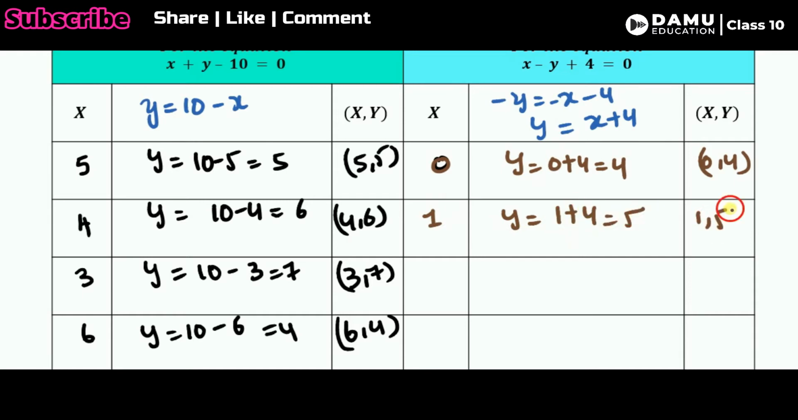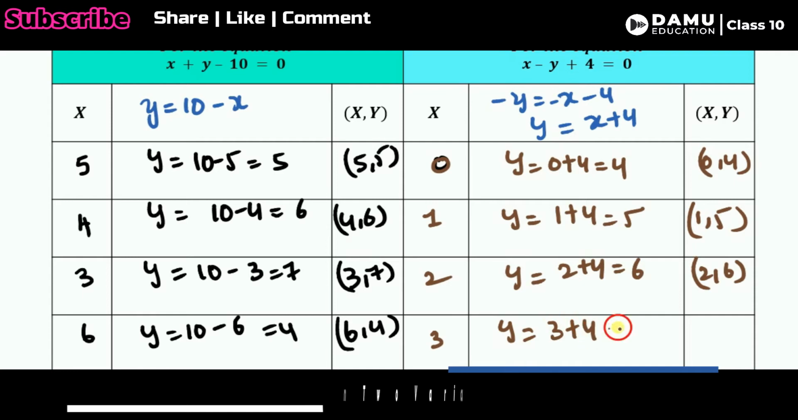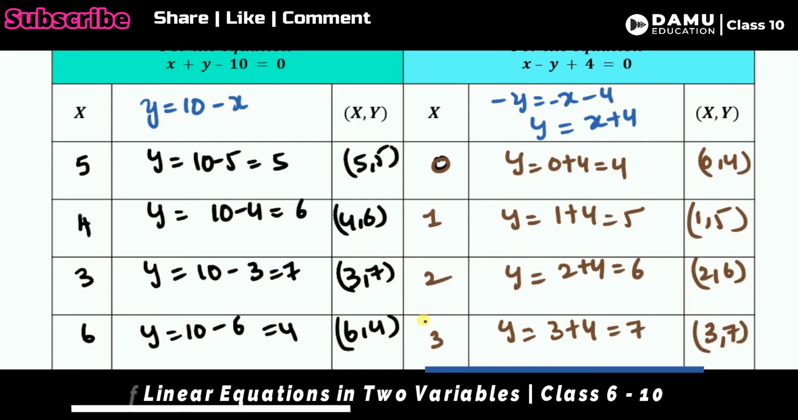Then 1 comma 5. Let's keep some other solutions. Any value you can substitute, 2. So y will be equal to 2 plus 4, we will get 6, then 2 comma 6. Let's go on with 3. Then y will be equal to 3 plus 4, we will get 7, then 3 comma 7. 3 comma 7 is the intersecting point, that is the solution.